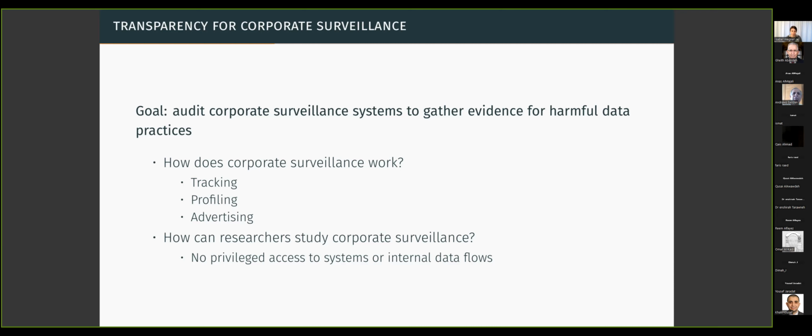So now let's take a look first at the first bullet point group here and look at some examples of how corporate surveillance works. And then look at some examples how researchers have managed to study these systems.